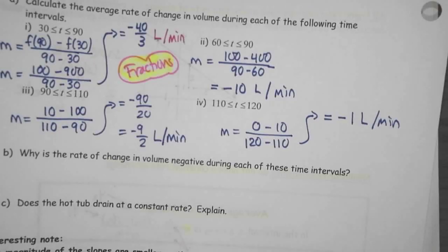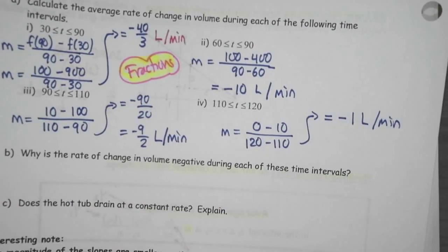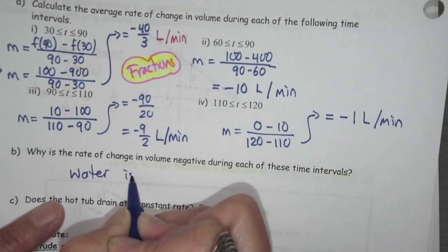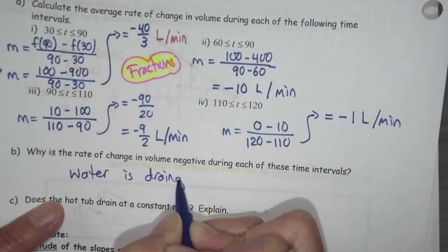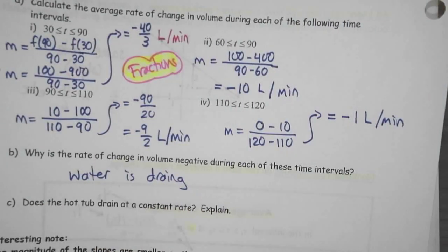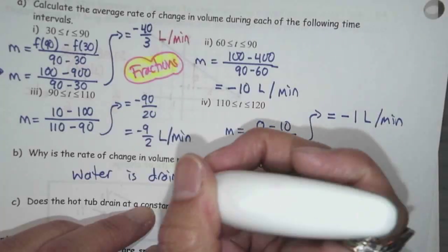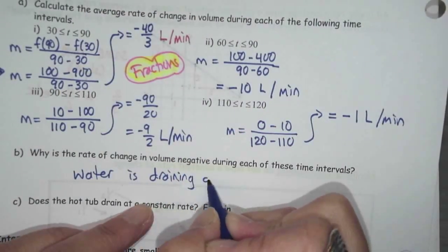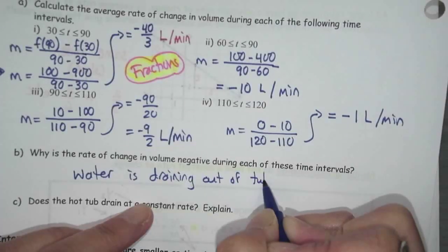And what does negative mean? It means the water's draining out. So in grade 9, we would say the water's draining out, or we can say the water's decreasing, right? So water is draining out of the tub.